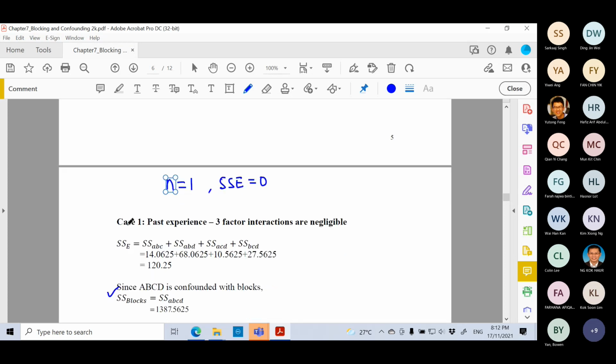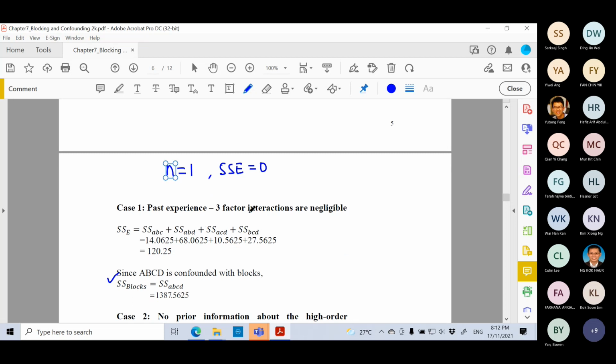So one way is we can assume that all the 3-factor iterations are negligible. Okay, how about the 4-factor iteration? Because the 4-factor iteration, the ABCD, is already compounded with the block. So that one is already blocked, so we can't find the SSABCD anymore.